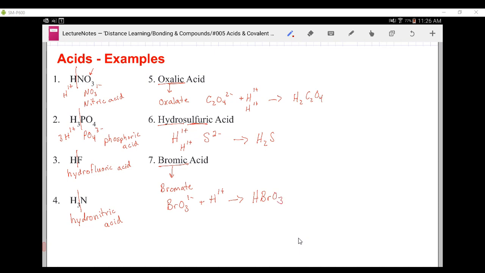That's the end of acid naming. We'll do a little bit of practice, then we'll look at covalent nomenclature afterwards.